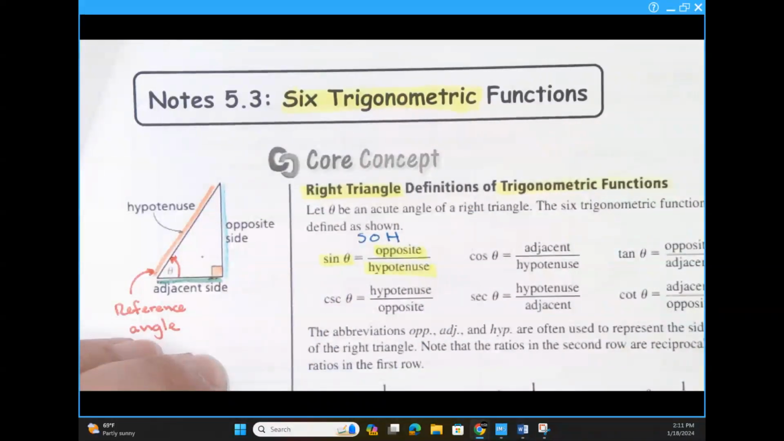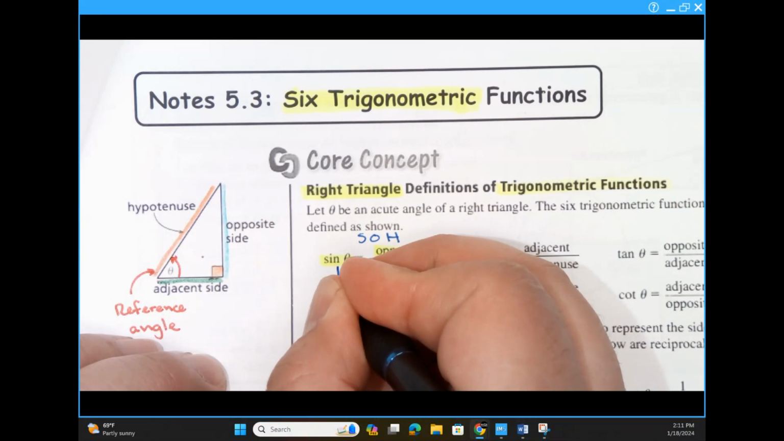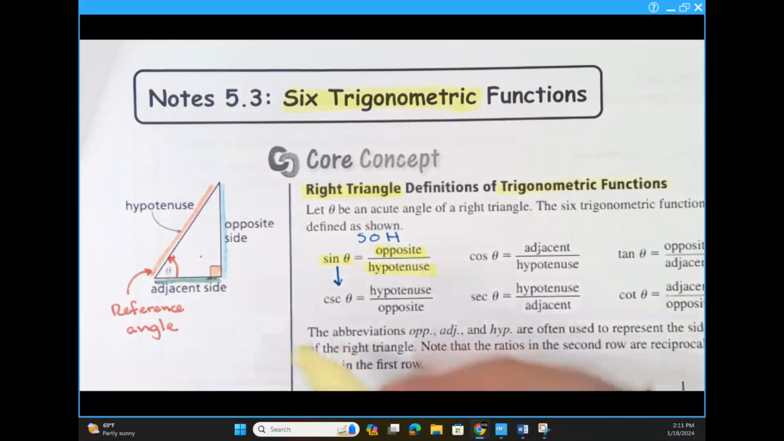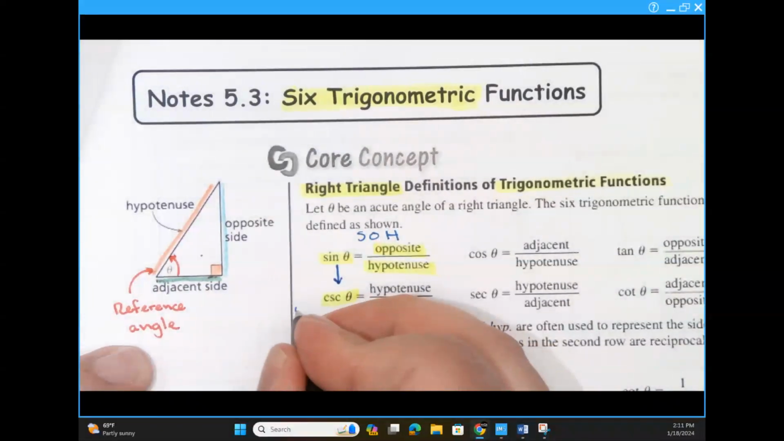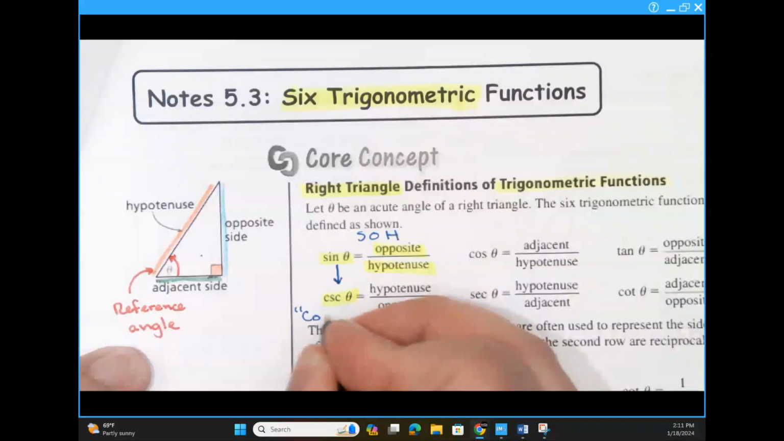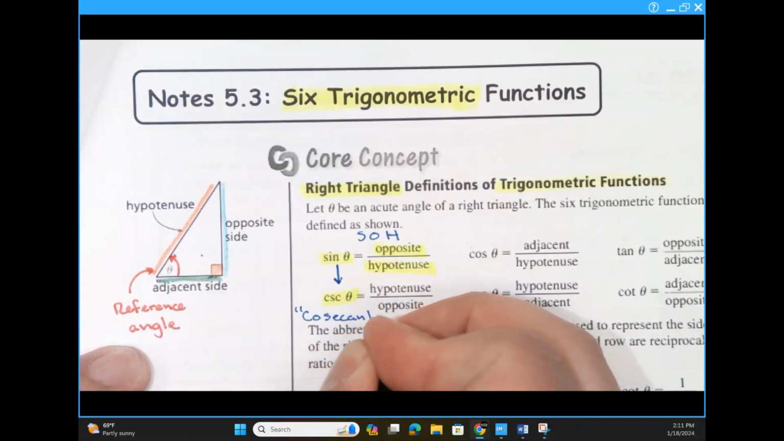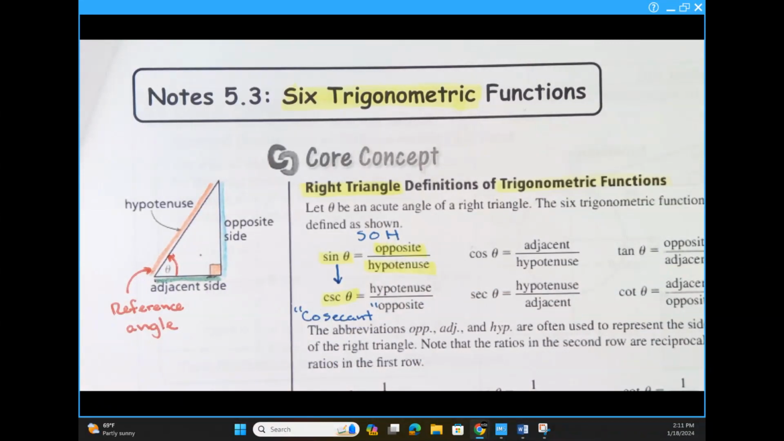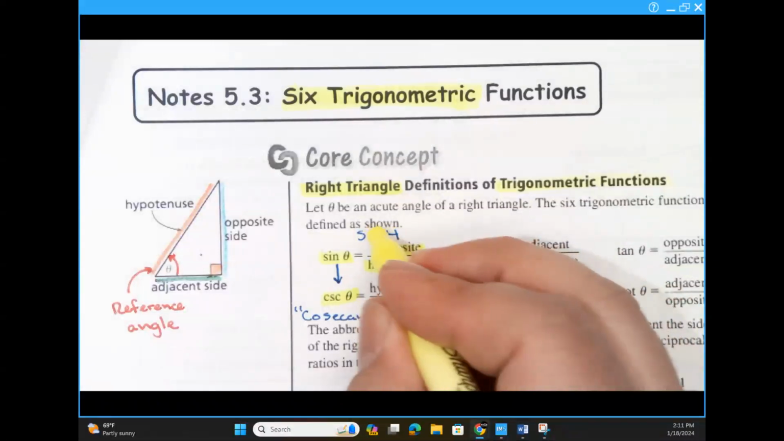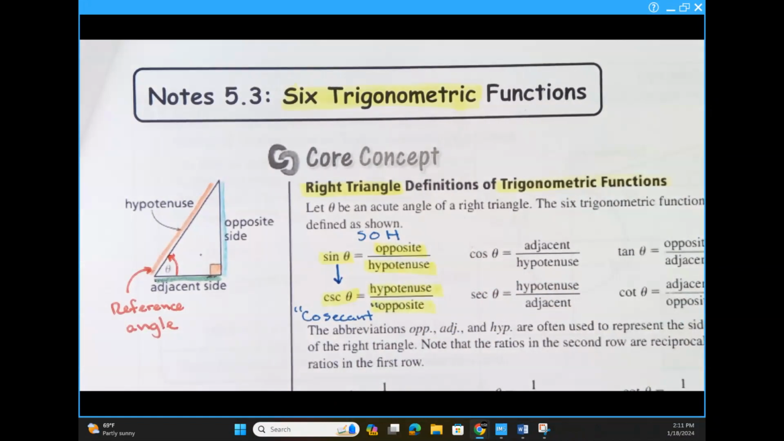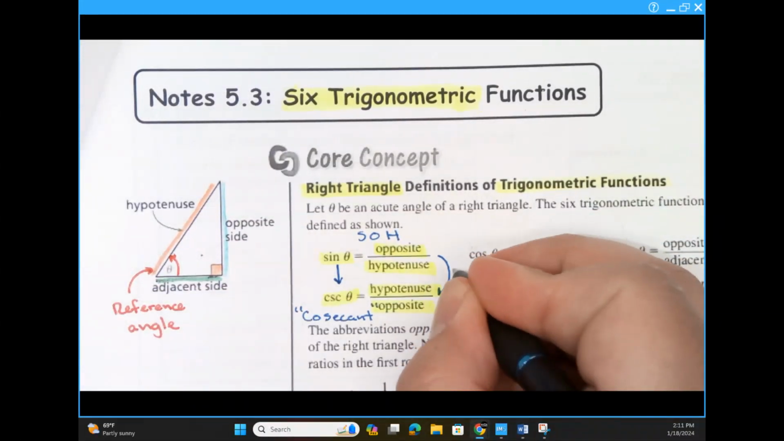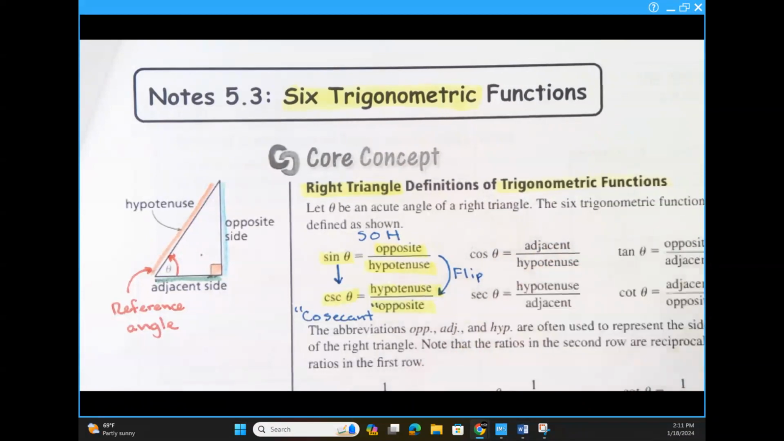But then look at the connection. Sine is directly linked to this brand new trig function. Now it says CSC. That is short for cosecant. So cosecant is how we pronounce it. But then look at the fraction, and this is why we said they're connected to each other. Because if sine is opposite over hypotenuse, well, this is hypotenuse over the opposite. So if you notice, all we do is flip the fraction over, also known as a reciprocal. That's all we have to do, just flip the fraction.